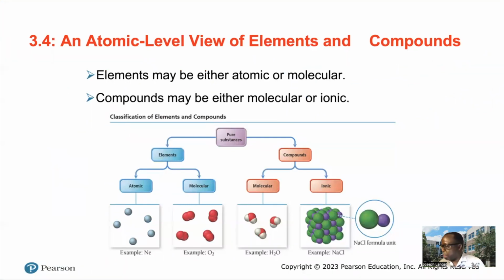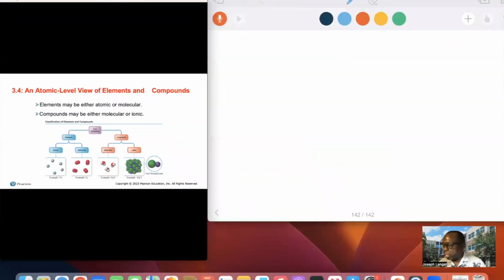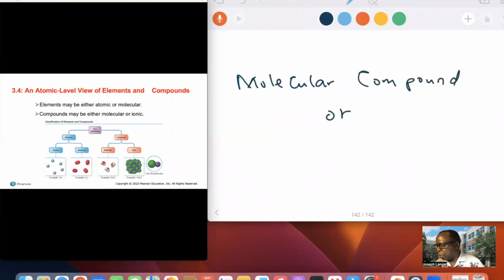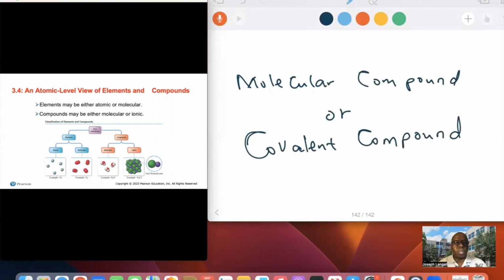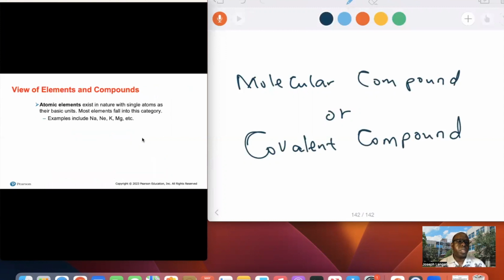By the way, let me just bring this to your attention: molecular compound, or this is the same as covalent, by the way. They mean the same thing, covalent compound. They are made up of non-metals. And then ionic compound, of course, we'll come back to that in detail. So those two terms can be used interchangeably.